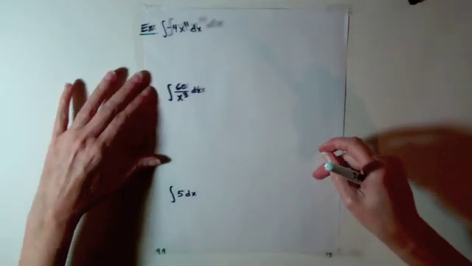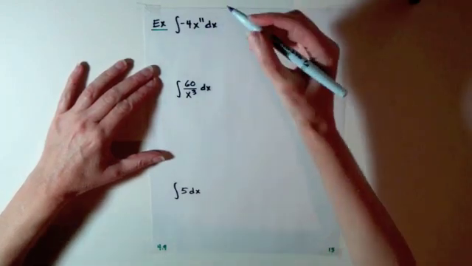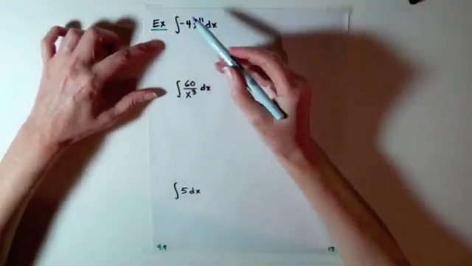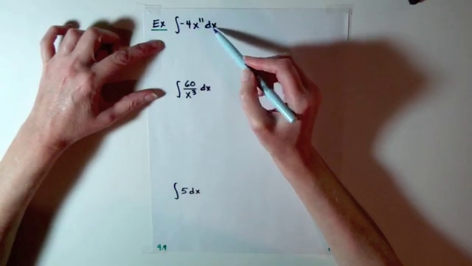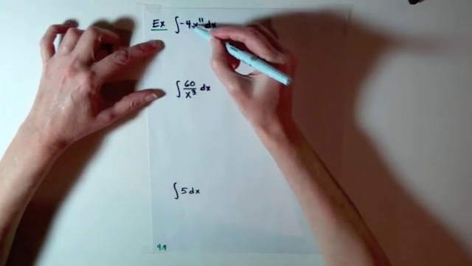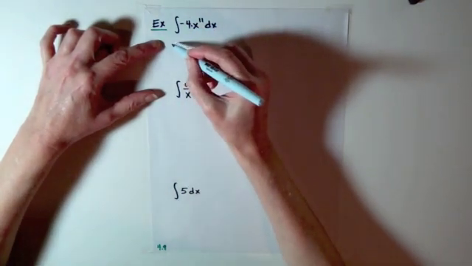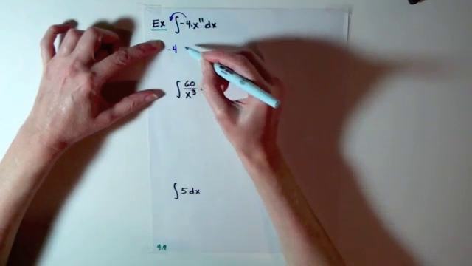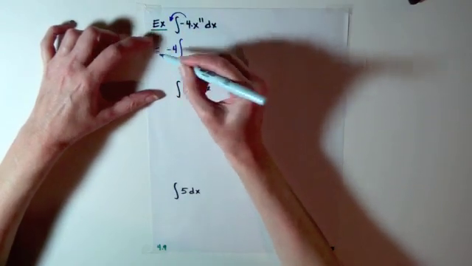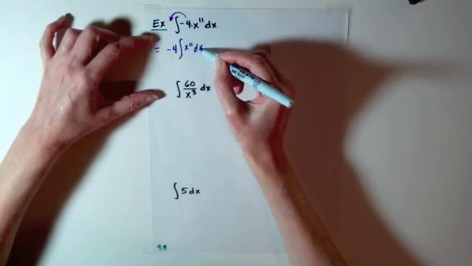And it's very simple to use, because it's very similar to what we did with derivatives. So suppose I asked you to integrate negative 4x to the 11 dx. Well, the negative 4 multiplies the x to the 11, so I'm allowed to pull that negative 4 factor outside of my integral sign, and it's the same as negative 4 times the integral of x to the 11 dx.